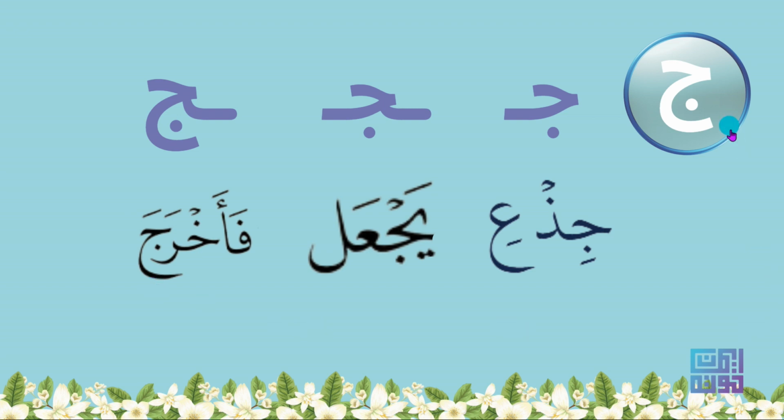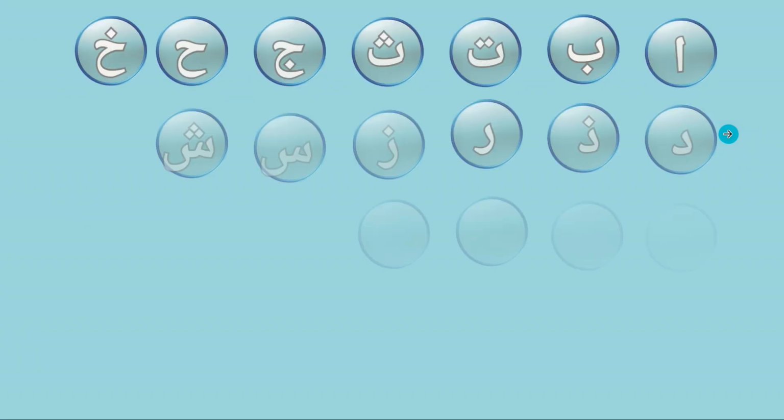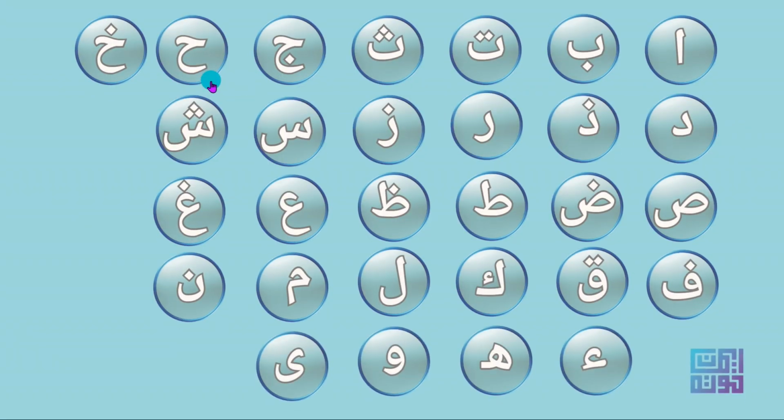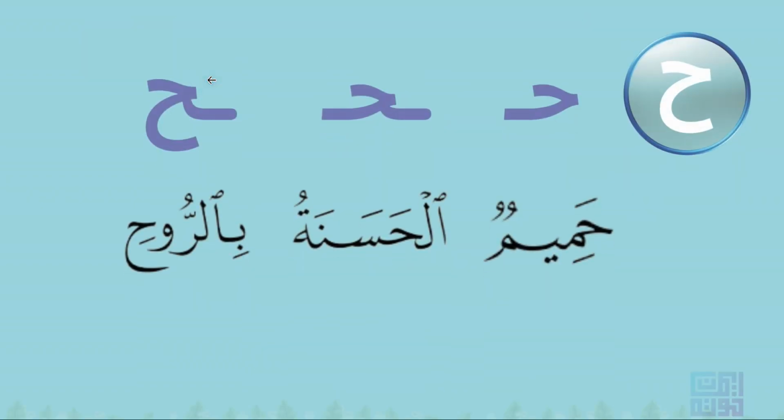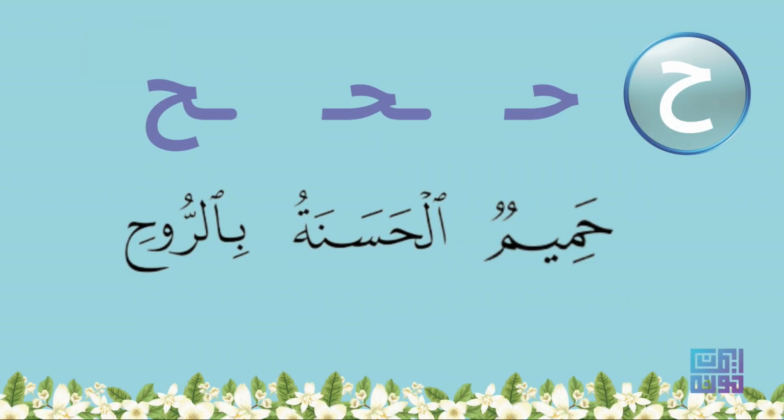Let's have a look at the letter that comes after the jim, which is the letter ha. It doesn't have any dots. It looks exactly as the letter jim, the same shape, but it has no dots. And it follows the same rules in writing and connecting. So this is the letter ha.